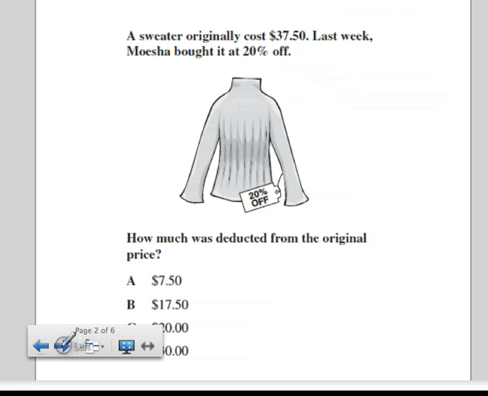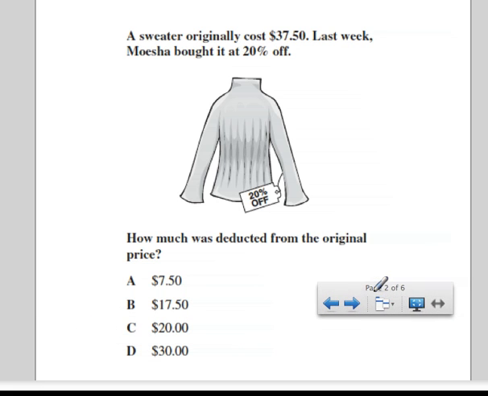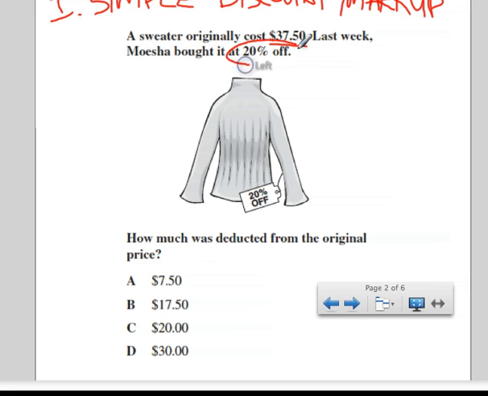We're going to start with what it might look like on the CST when you get there. So the first type of skill that we're going to look at is a simple discount or markup. That means there's only one thing happening. In this problem, a sweater originally cost $37.50. Last week, Moesha bought it at 20% off. The only thing that's happening is 20% off.